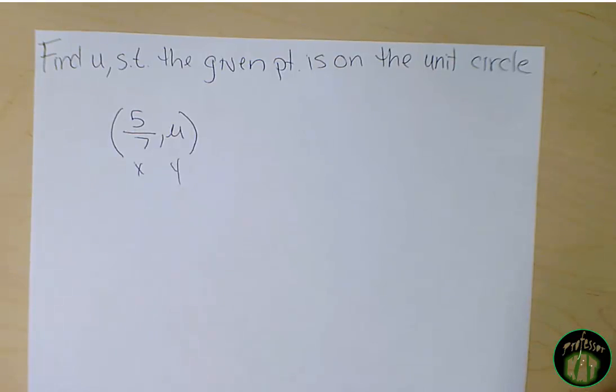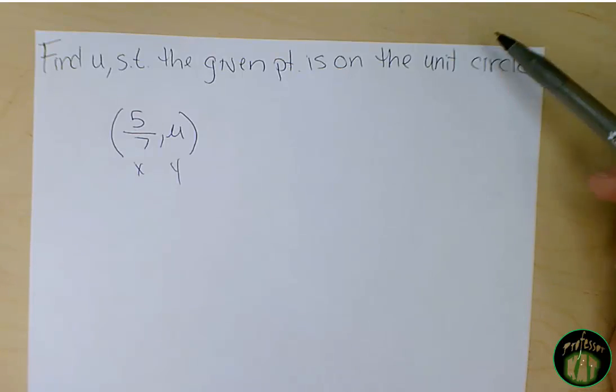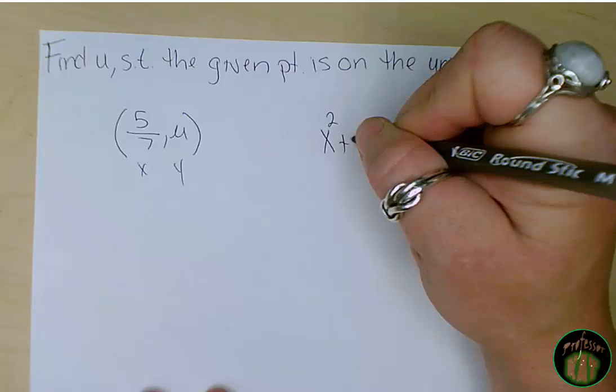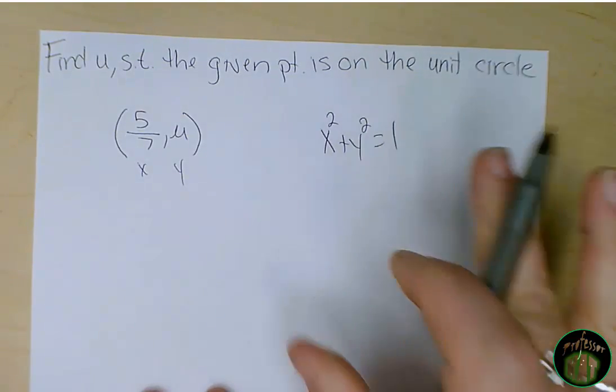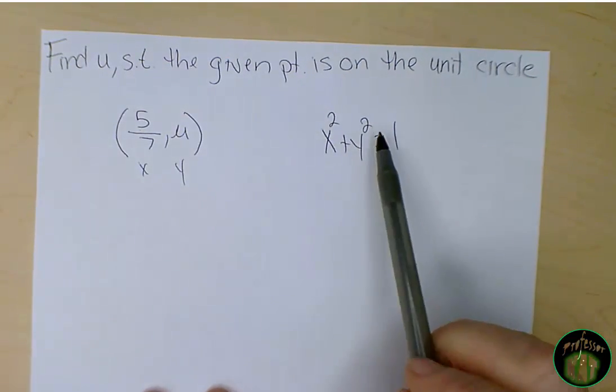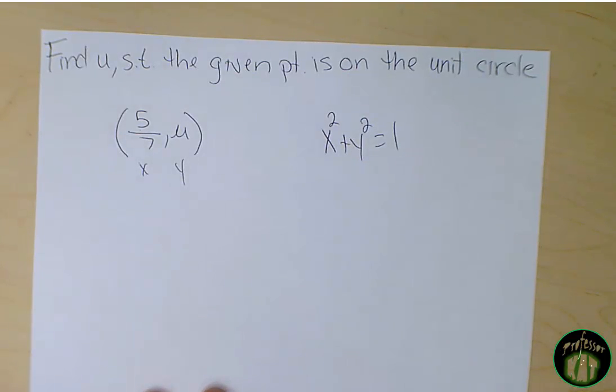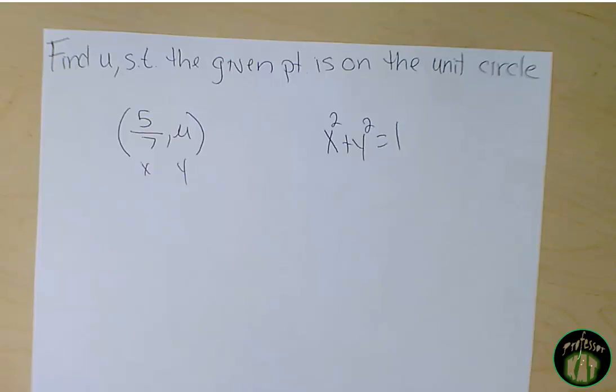Now, in order to figure this out, we do need to know the formula for the unit circle, the formula of a circle that has a radius of 1. So the equation for a unit circle is x squared plus y squared is equal to 1. It's just a circle with no transformations with a radius of 1. So let's plug in what we know and figure out what we need to solve for.